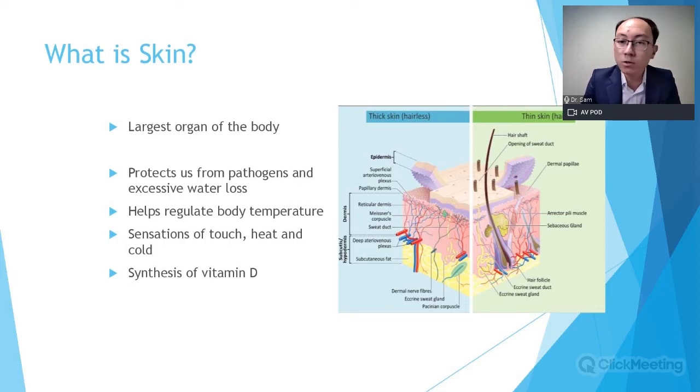Secondly, it helps us regulate our body temperature, either by vasodilation or vasoconstriction, to control excessive heat loss. Next, it provides us the sensation of touch, heat and cold, and not to forget vibration and proprioception, which are also very important for skin. Next, part of the synthesis of vitamin D is also undertaken by skin. So we can see that skin has very important functions.